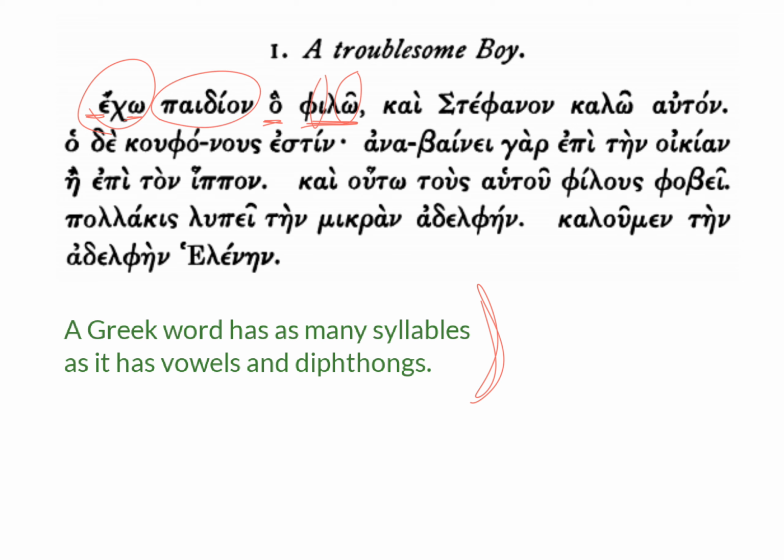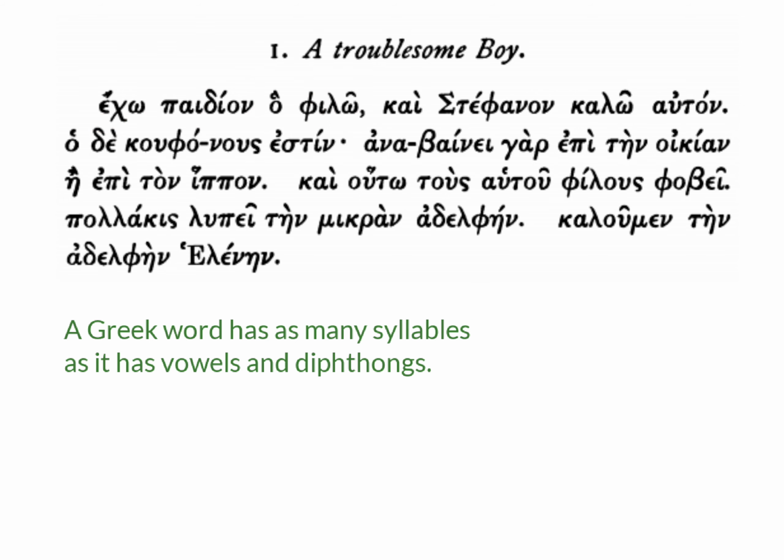Paideon, however, if one looks closely, has 4 vowels: alpha, iota, iota, omicron. As we have seen, though, 2 of these vowels constitute a diphthong, and therefore this particular word has only 3 syllables, paideon.